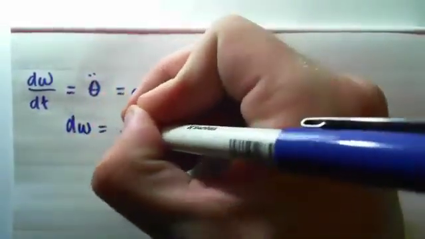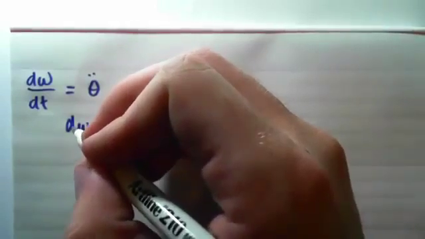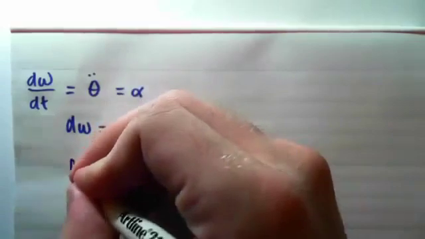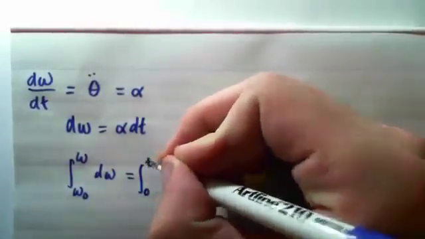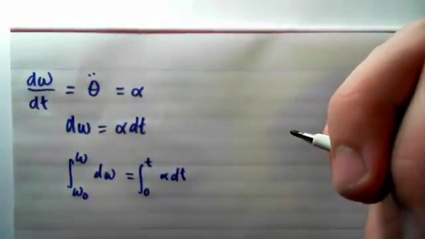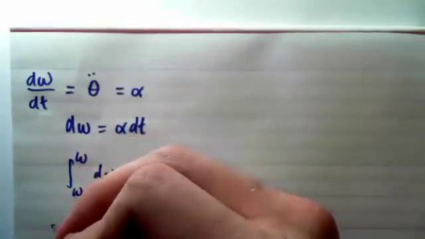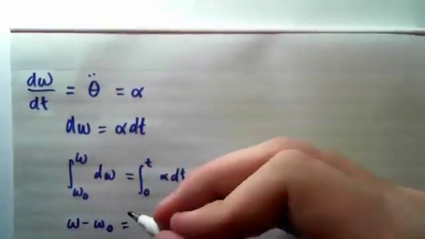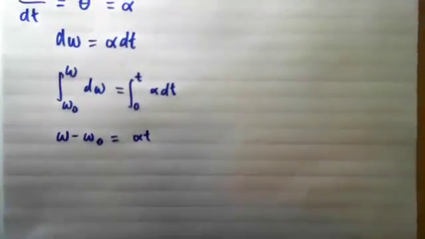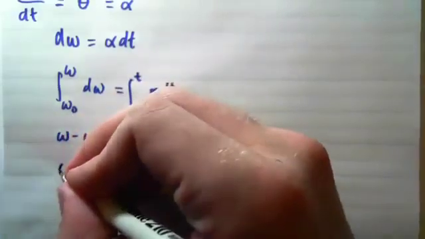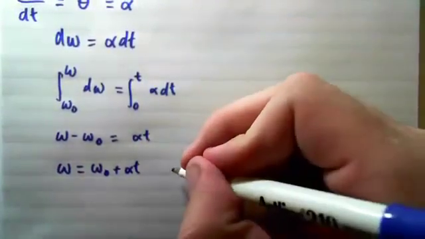So d omega equals alpha dt, and therefore if we integrate with respect to time and with respect to the change in angular velocity, we'll end up with an integral like so. This is, of course, assuming constant angular acceleration and assuming that our initial time is 0. So this equation ends up being omega minus omega naught equals alpha t. That's very similar to our high school equation of linear motion, where we make omega the subject and we end up getting omega equals omega naught plus alpha t. We'll let that be our first equation of motion.